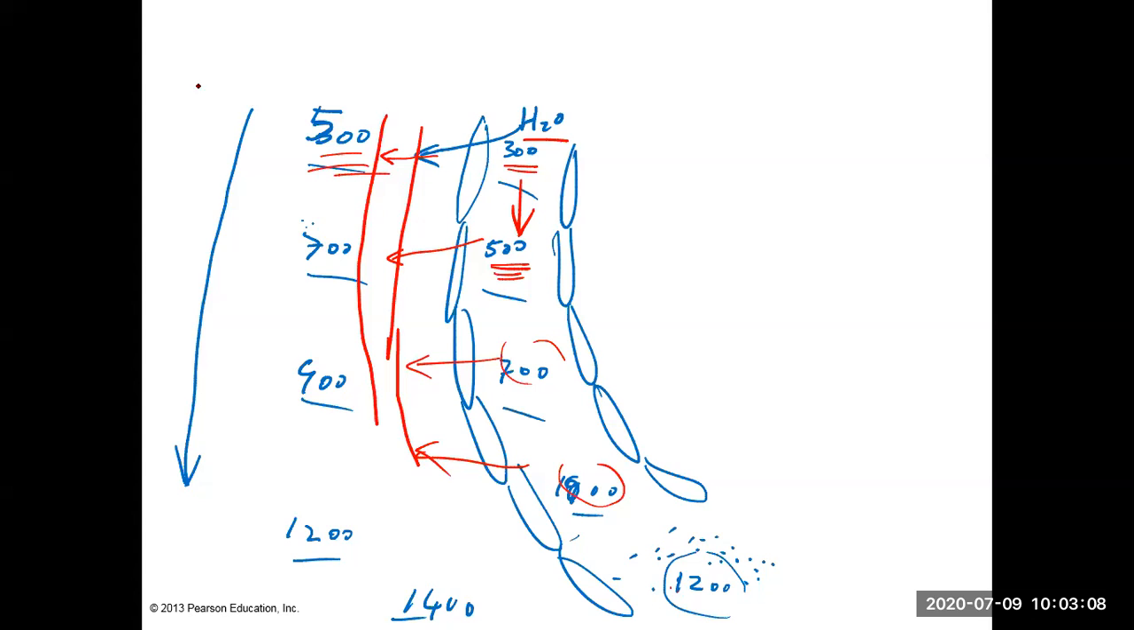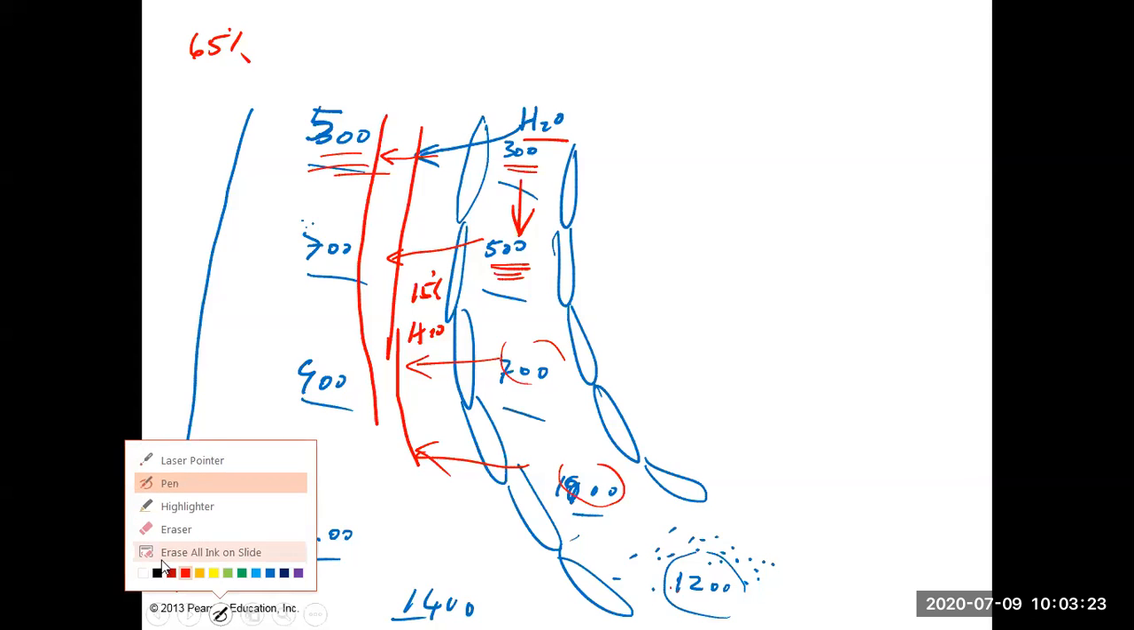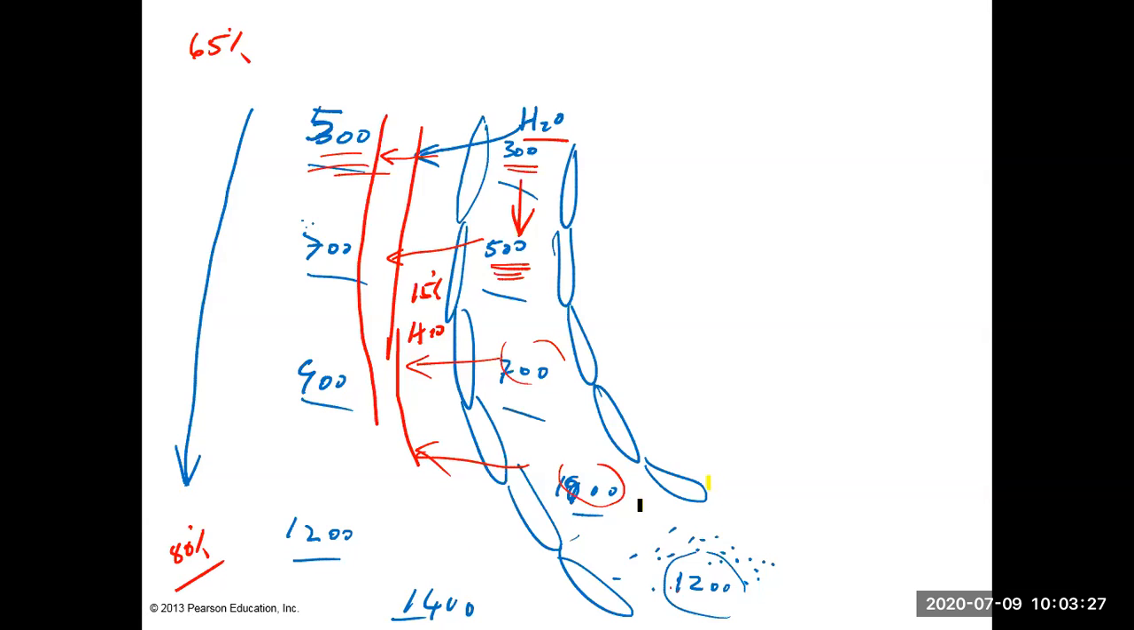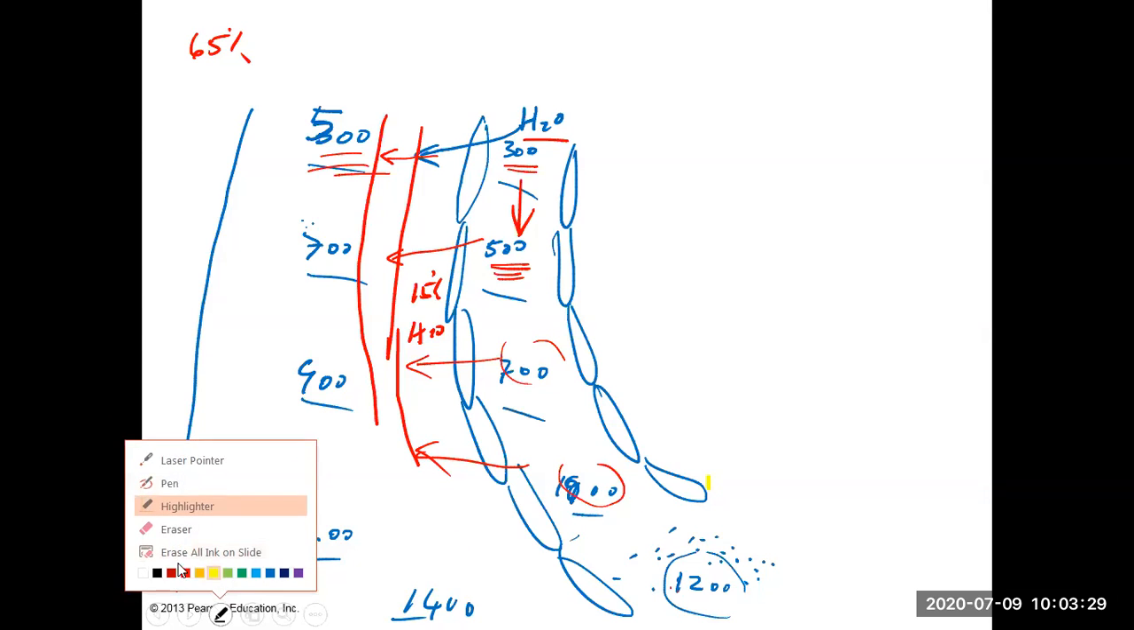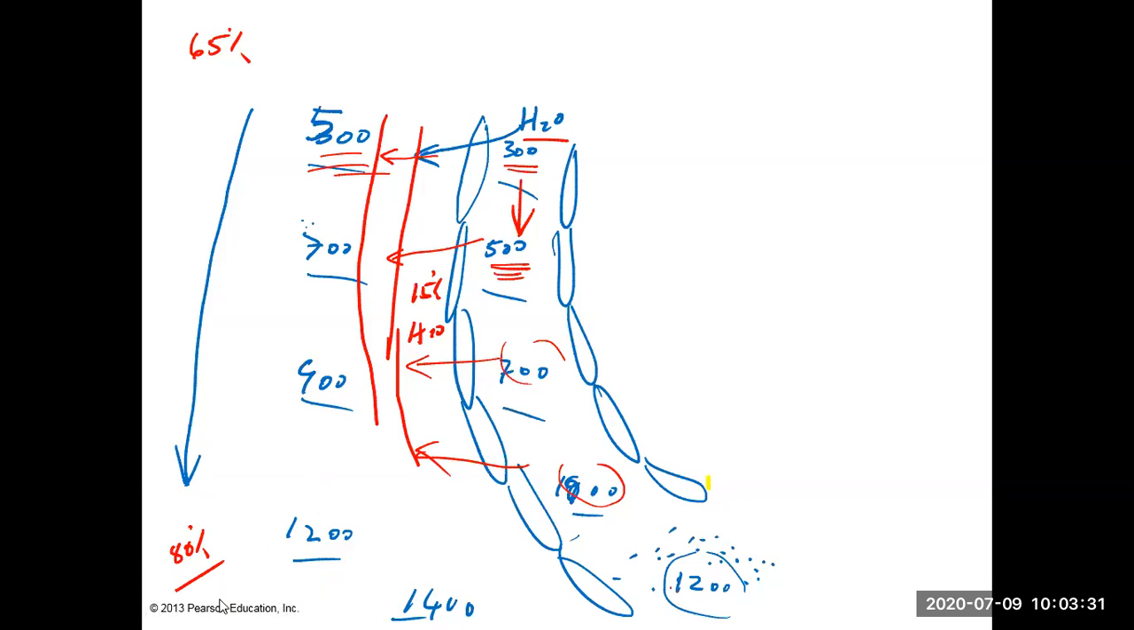So earlier we had 65% of the water reabsorbed. In here, 15% of the water gets reabsorbed. We're already up to 80% of the water total reabsorbed. All right, we're going into the ascending loop of Henle now. The ascending loop of Henle is this part.